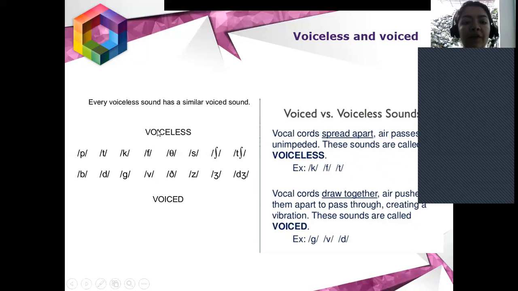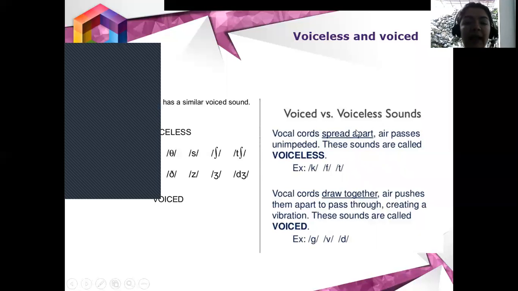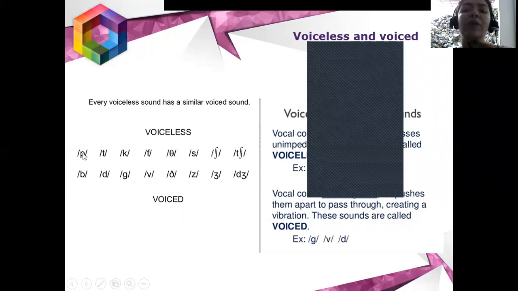So for voiceless, we understand that the vocal cords spread apart and air passes unimpeded. There is no vibration. The sounds are called voiceless because there is no vibration; our vocal cords are apart. For instance, voiceless could be p. We touch here, and when we pronounce p, there is no vibration. So that is when we know that it is voiceless.